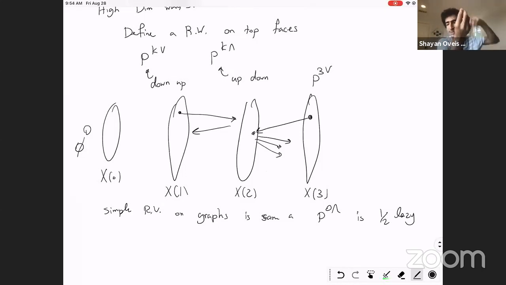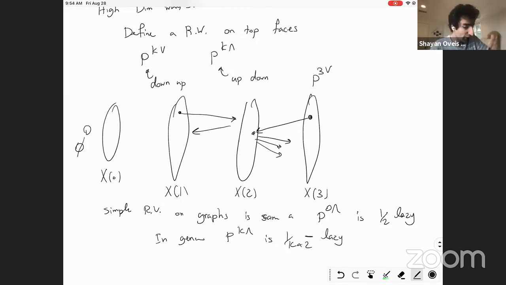Because when you go up, I said you drop one of the endpoints of the edge, right? So with 1/2 probability, you drop the same endpoint, you go back to the same vertex that you started with. So with probability half, you go back to the same vertex. So this walk is half lazy. And in general, P_k up-down is 1 over, sorry, k plus 2 lazy.